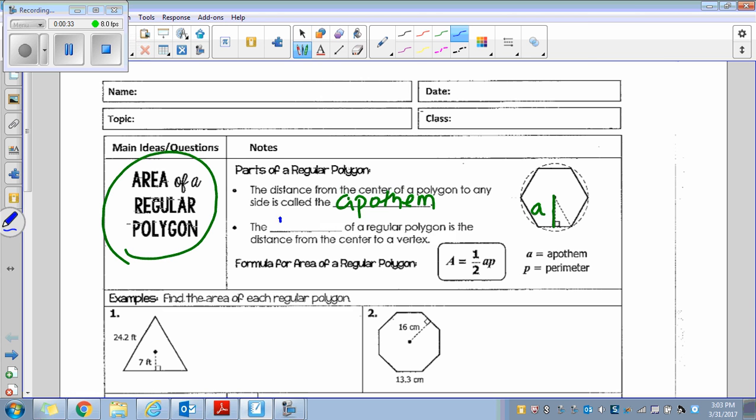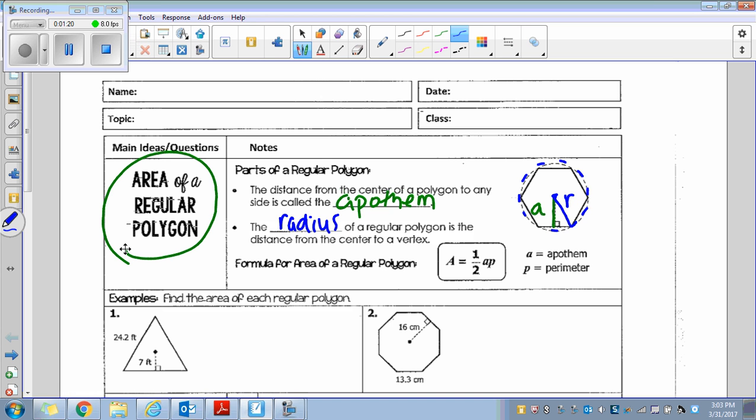The radius of a regular polygon is the distance from the center to a vertex. And I'm wondering, well, why is that? Well, if I drew an imaginary circle around my regular hexagon, we can see that the radius of that circle would be from the center going to any of the vertices. So we just automatically assume that's true for every single polygon because you can prove it by drawing an imaginary circle around the polygon. So let's label it with an R for radius.